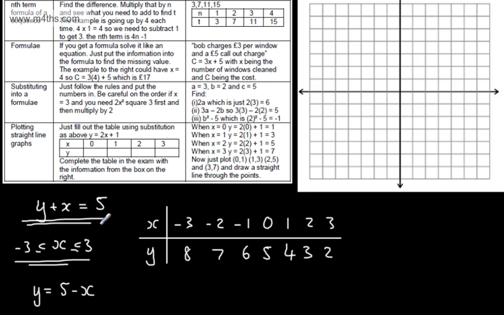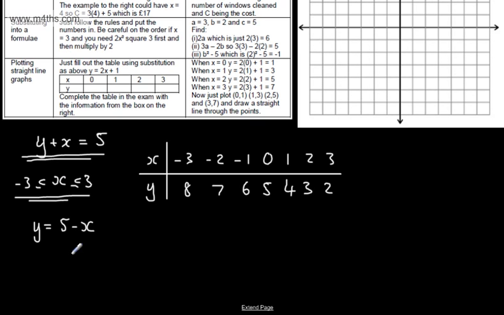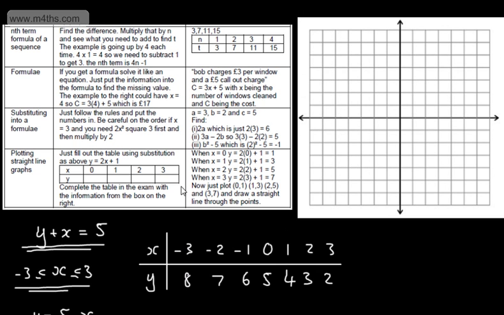All I've said to myself now, if x is going to be 0, y must be 5. If x is 1, 4 plus 1 is 5. If x is 2, y's got to be 3. And we've got these points. Alternatively, you could have just done it this way. So if you'd rearranged it to y is equal to 5 minus x, well 5 minus 0 is 5. 5 minus 1 is 4. 5 minus 2 is 3, and so on and so forth. My only concern is with the negative numbers, as I appreciate some students do, and I can understand why, get a bit baffled every now and then.